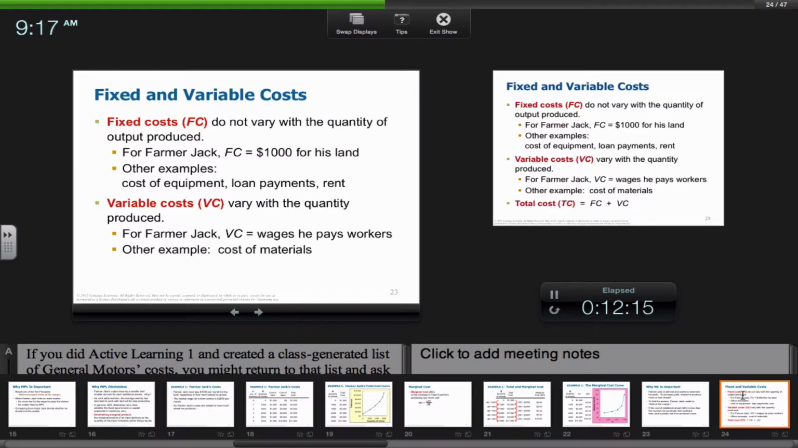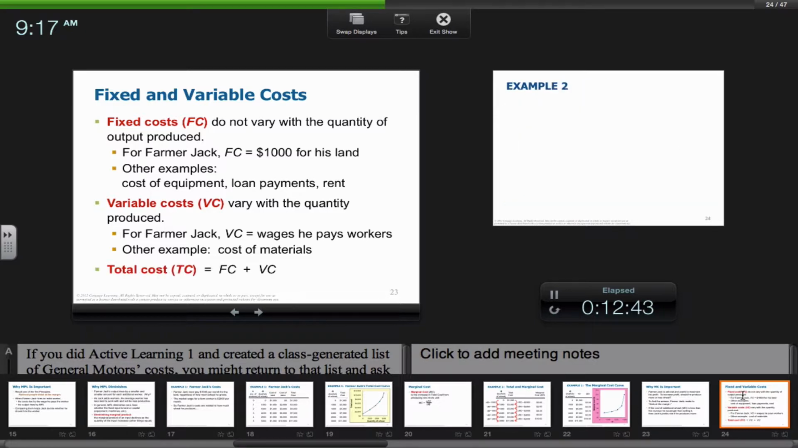Okay, so one example of his variable costs would be other materials. In Farmer Jack's situation, what might some of those other materials be? The seeds, fertilizer, irrigation, okay? Diesel fuel for the tractor. Insurance is probably pretty close to a fixed cost. Okay, so total cost is fixed cost plus variable cost.